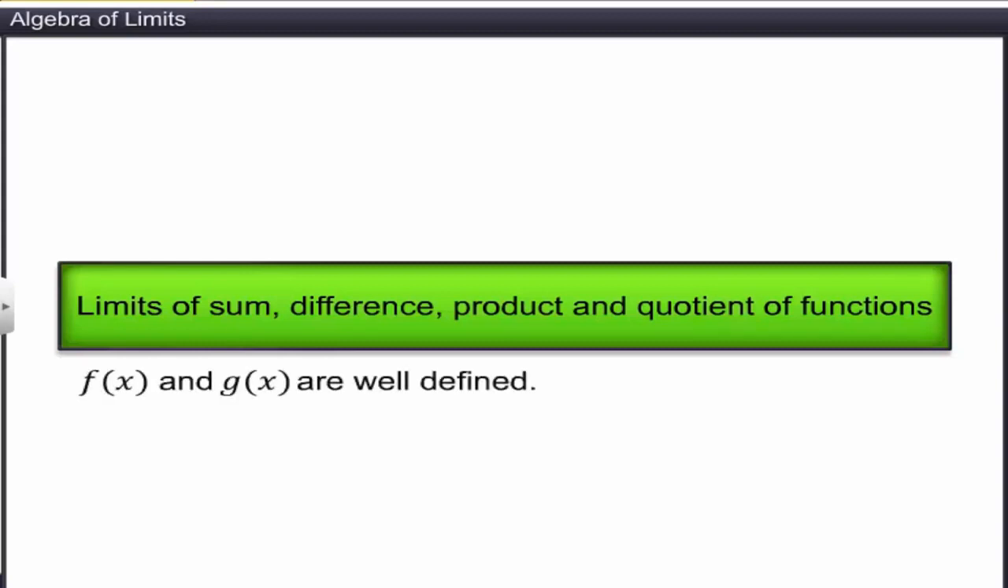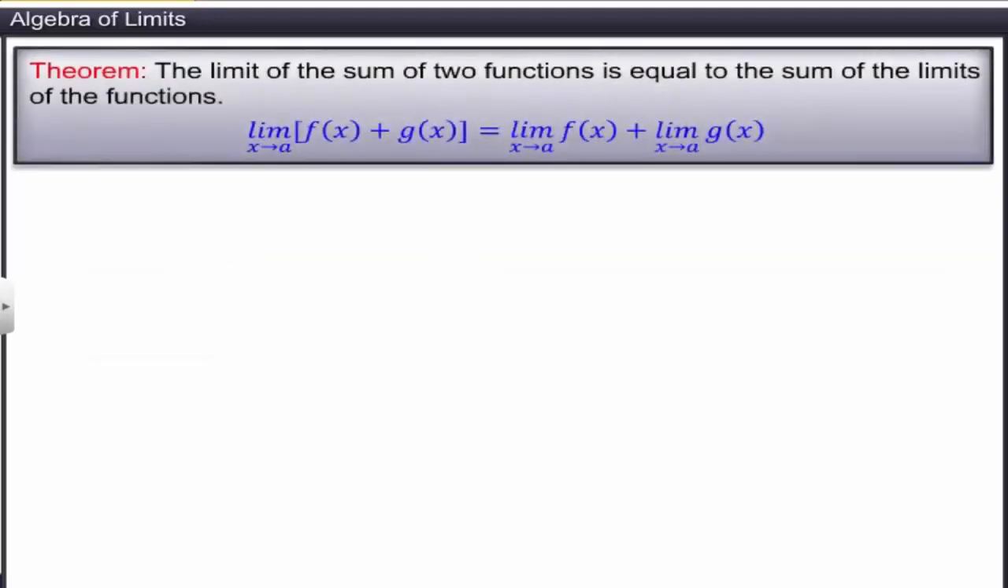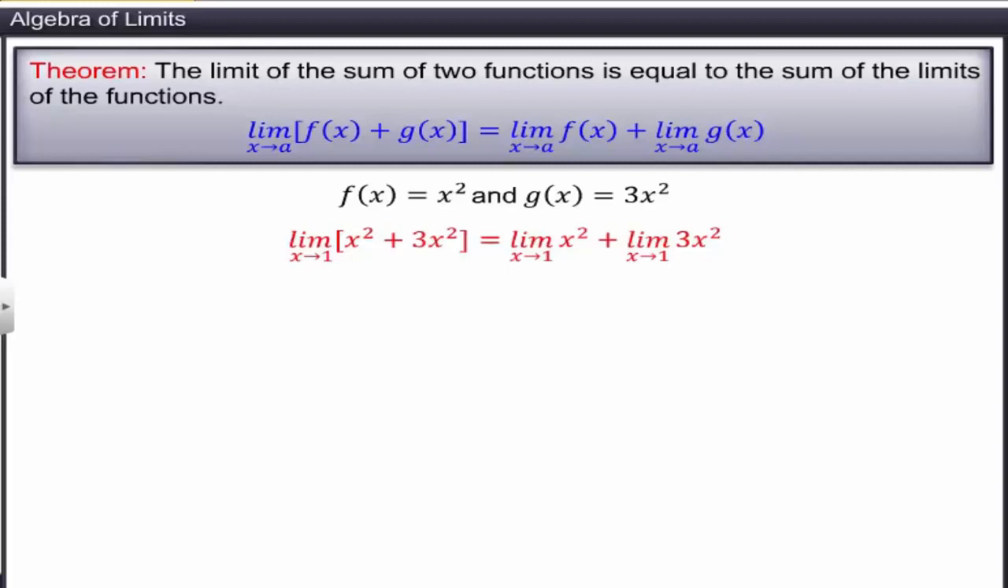Let f of x and g of x be two well-defined functions, and limit x tends to a, f of x and limit x tends to a, g of x exist. Then, the limit of the sum of the two functions is equal to the sum of the limits of the functions. We will verify this theorem. Let f of x be equal to x square and g of x be 3x square. Now, we verify according to the theorem for x tends to 1.